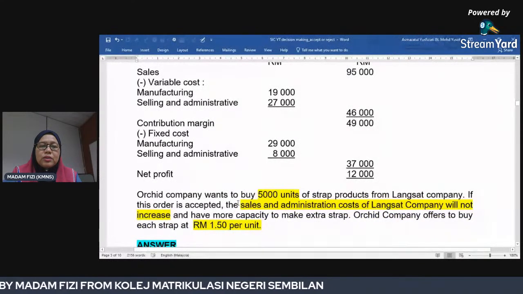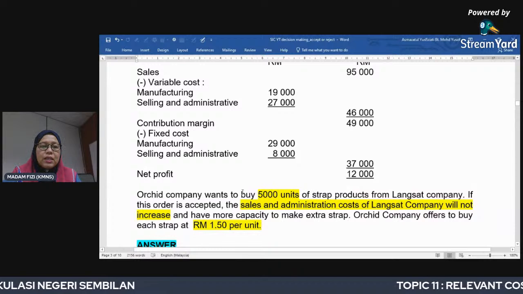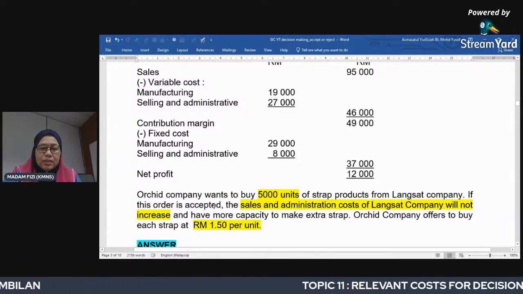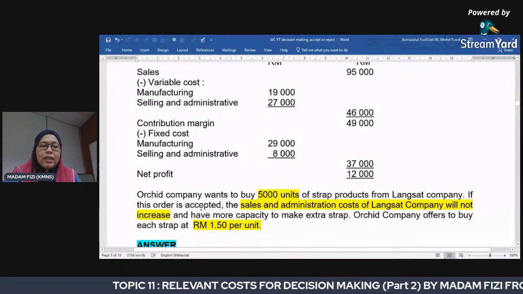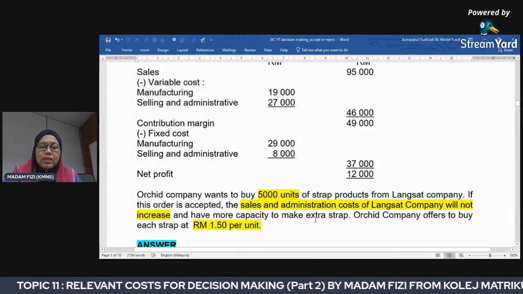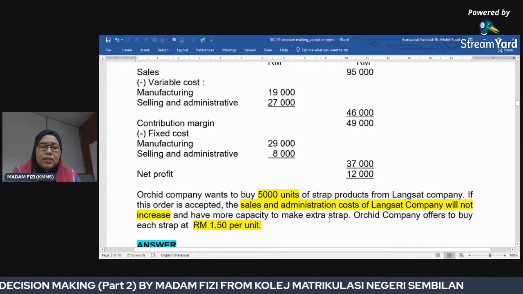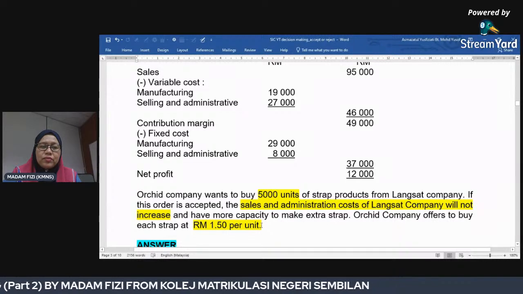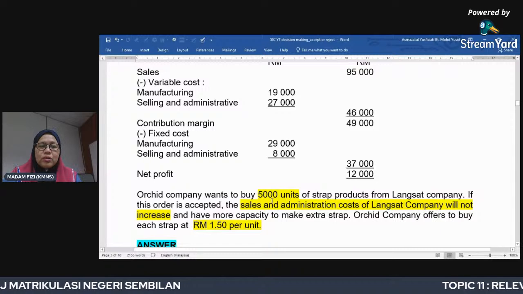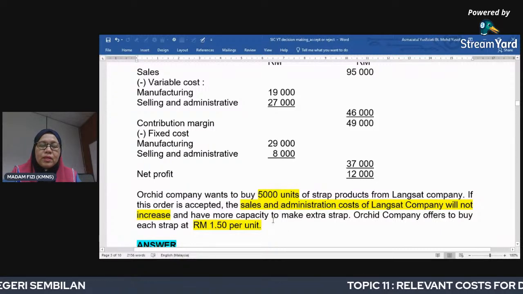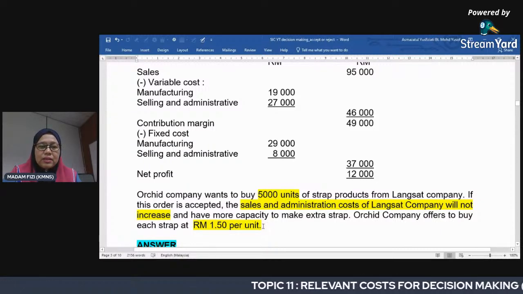Orchid Company wants to buy 5,000 unit of strap product from Langsat Company. If this order is accepted, the sales and administration costs of Langsat Company will not increase and have more capacity to make extra strap. Orchid Company offered to buy each strap at RM1.50. So, saya dah highlight the point dekat sini. So, this point you have to consider when you are making a decision. Okay, now we look at the answer.